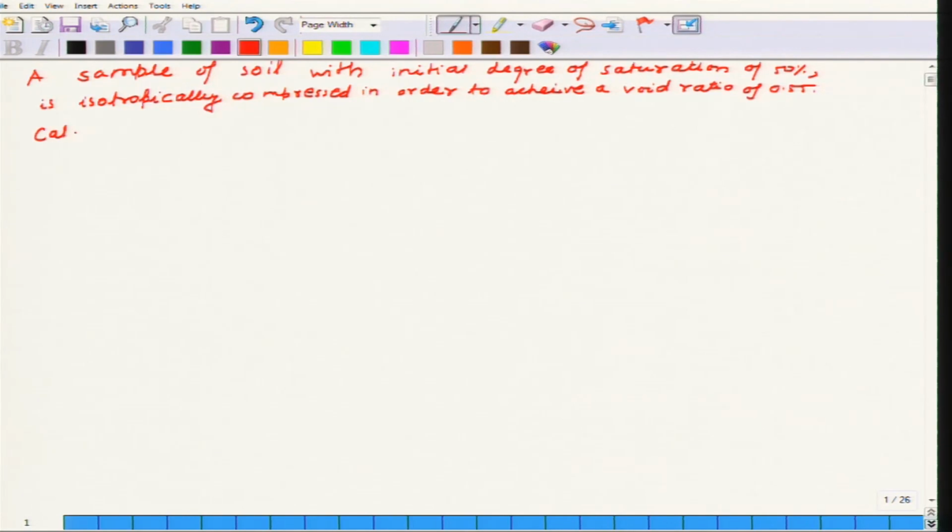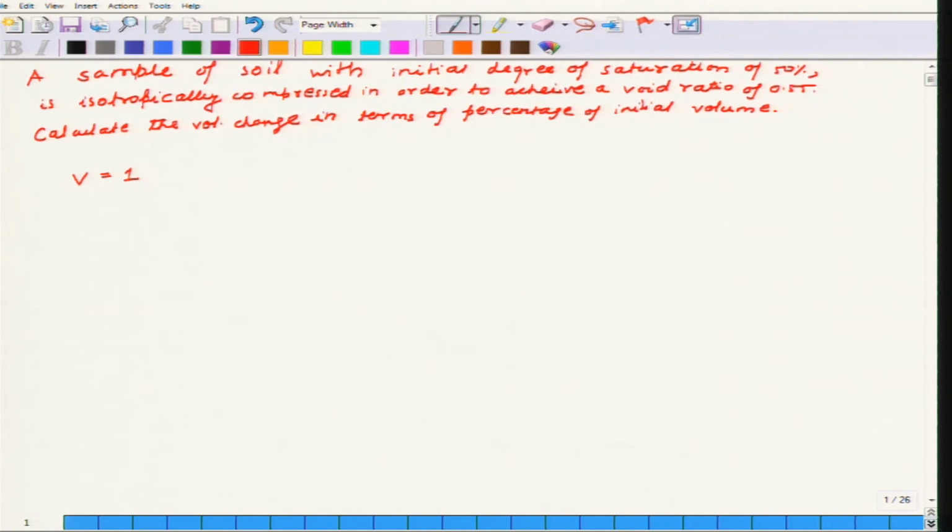Now we are asked to calculate the volume change in terms of percentage of initial volume. Let us assume that the entire volume of the soil is equivalent to 1.